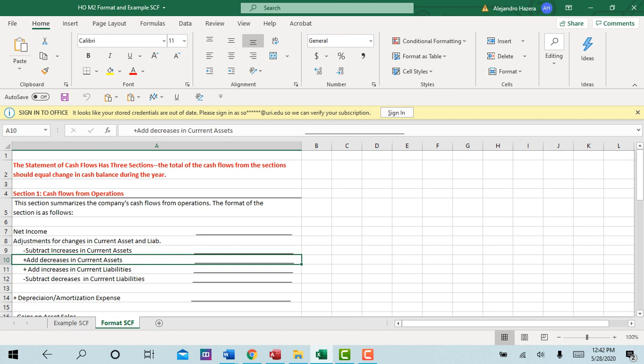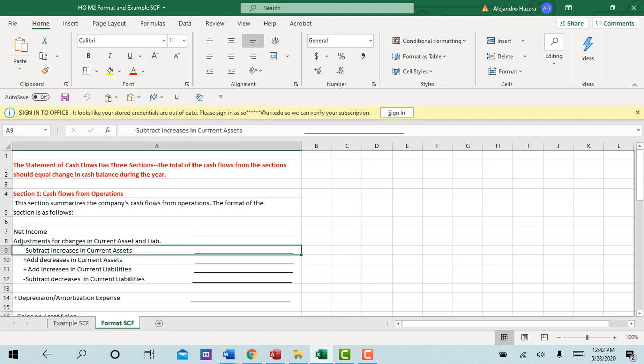The next one is for current assets that go down. If you have a decrease in a current asset, then you're going to add it back. So if inventory was 15,000 at the beginning of the year and it was 12,000 at the end of the year, then you would add back that $3,000 decrease in a current asset.